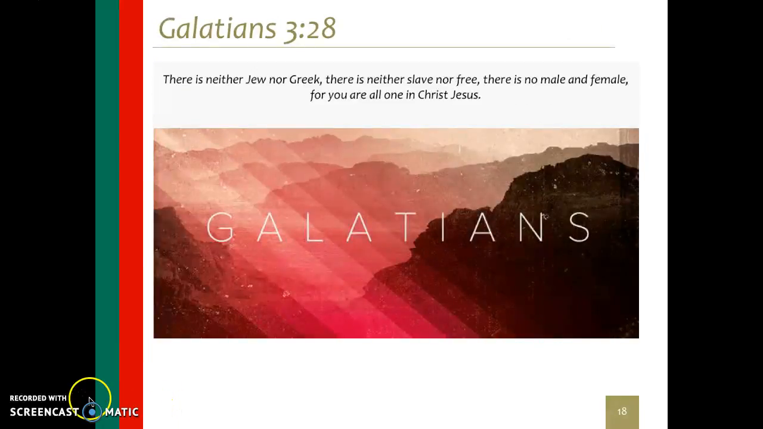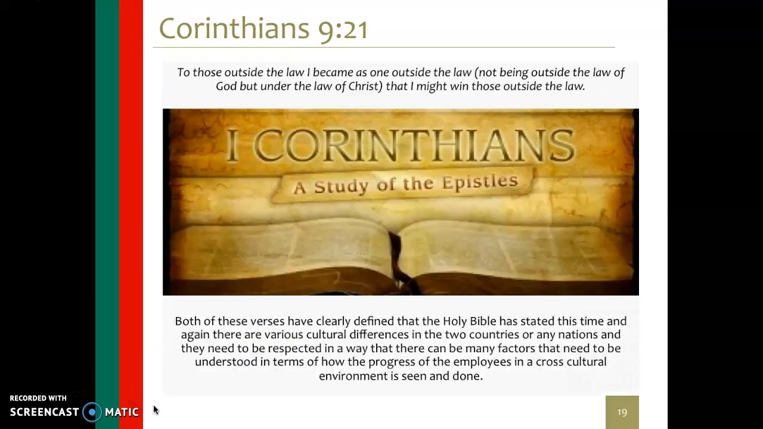The scriptures I pulled from this are Galatians 3:28. There is neither Jew nor Greek, there is neither slave nor free, there is no male and female, for you are all one in Jesus Christ. And 1 Corinthians 9:21. To those outside the law, I became as one outside the law, that I might win those outside the law.